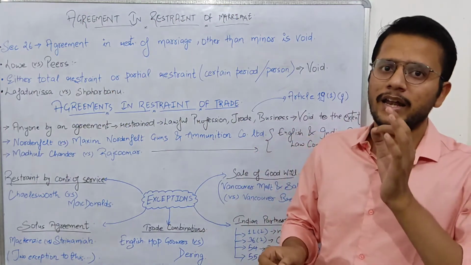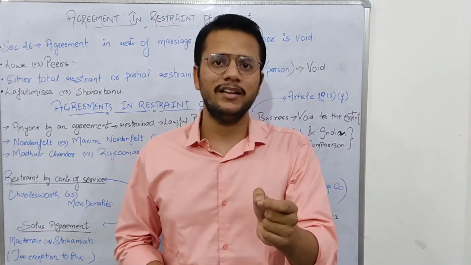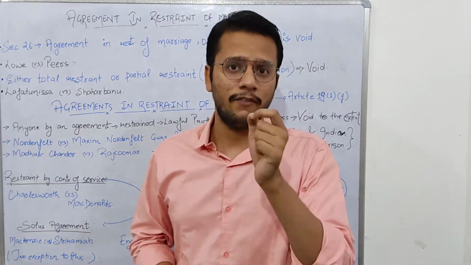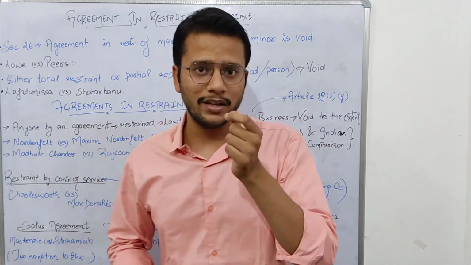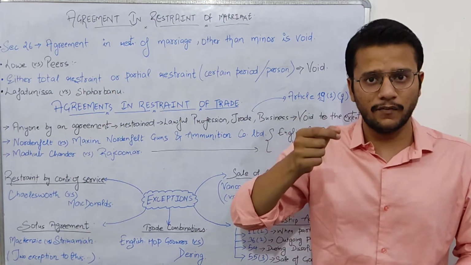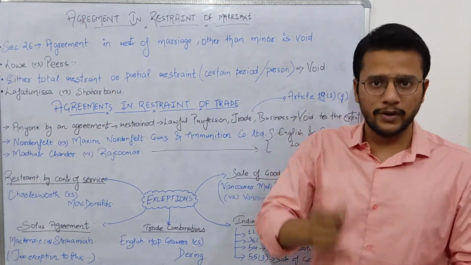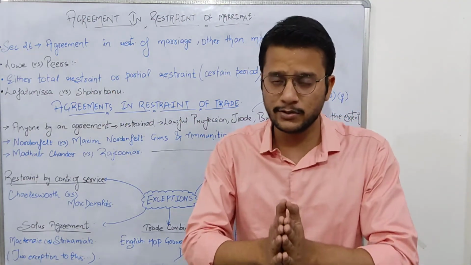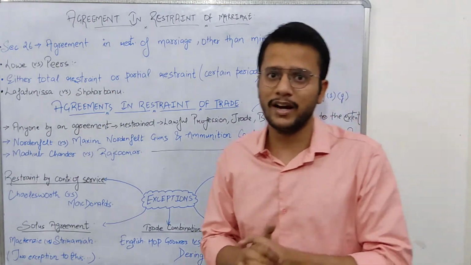Is it becoming clear? Now the next point is the exceptions. Whatever I have just mentioned about the Indian context, about section 27 of the Indian Contract Act, we have some exceptions to it. So let's find out what they are.